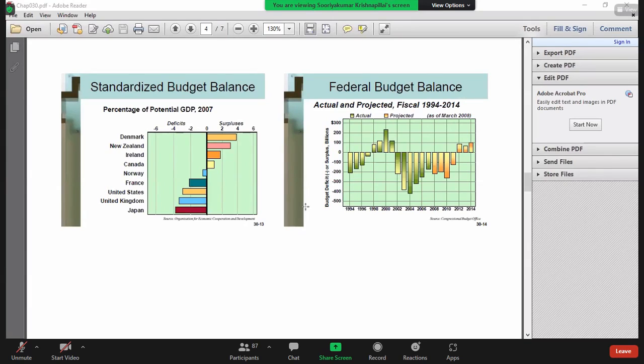So some countries have a deficit: Japan, the United Kingdom, the United States. They are below full employment, so the government should actively increase expenditure. The government should spend money to reach the full employment GDP in 2007. Some countries have a budget surplus.